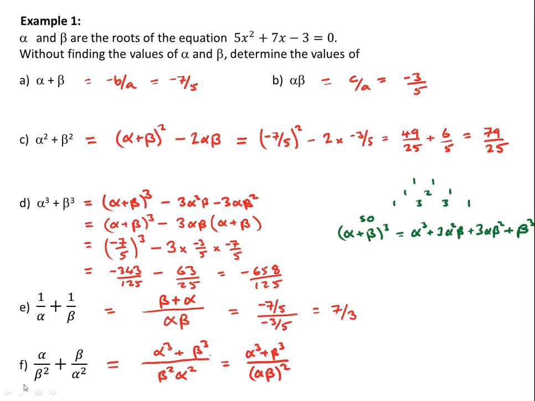So we've got alpha cubed plus beta cubed over alpha beta all squared. We know that alpha cubed plus beta cubed is minus 658 over 125. We know that alpha beta is minus 3/5, so alpha beta squared is going to be 9/25. So the top of the fraction is minus 658 over 125. The bottom of the fraction is 9/25, and that ends up giving me minus 658 over 45.